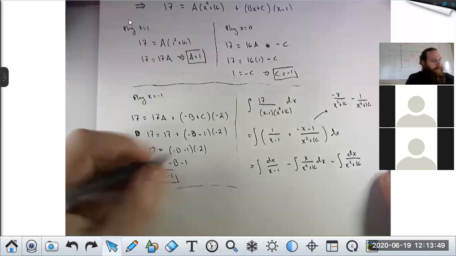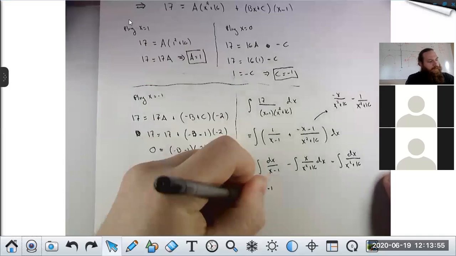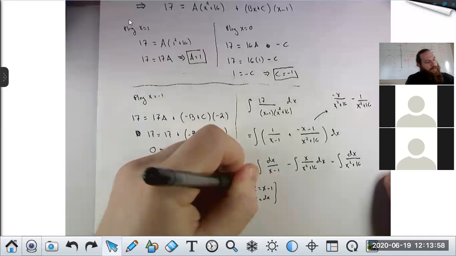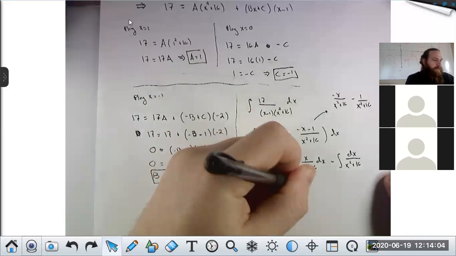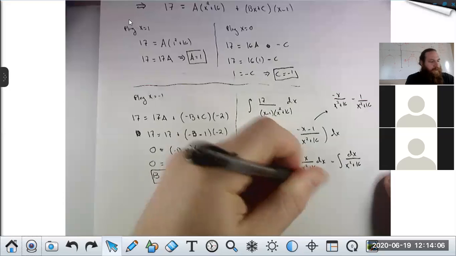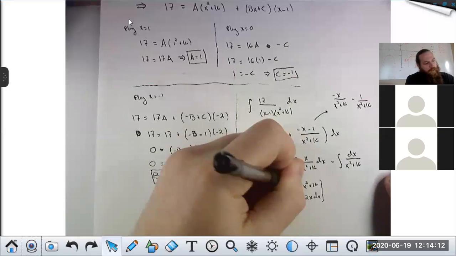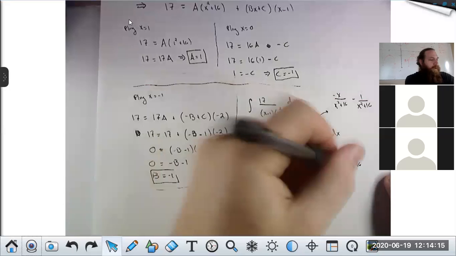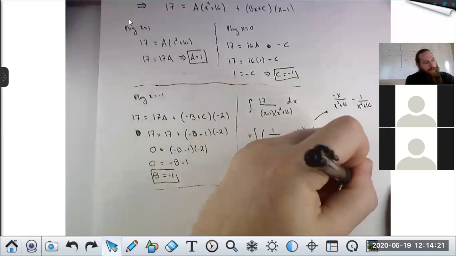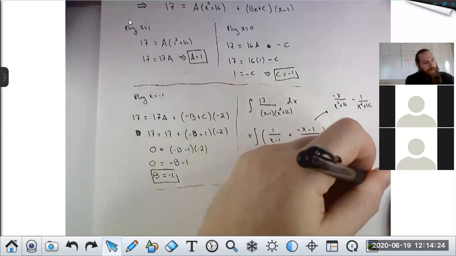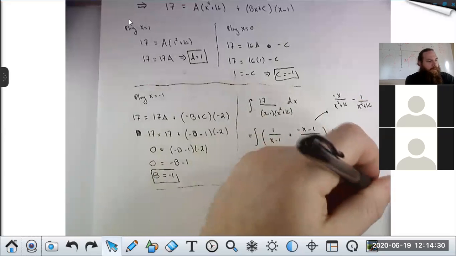So this first guy, I'm going to make the substitution z equals x minus 1. dz is dx. The second guy, I'm going to make the substitution w equals x squared plus 16. dw is 2x dx. Make sure you're using different letters for these. And the last guy, I'll say maybe y. Oh no, this one's different. Yeah, this one is going to be x equals 4 tan theta. So dx is 4 secant squared theta d theta, like that.